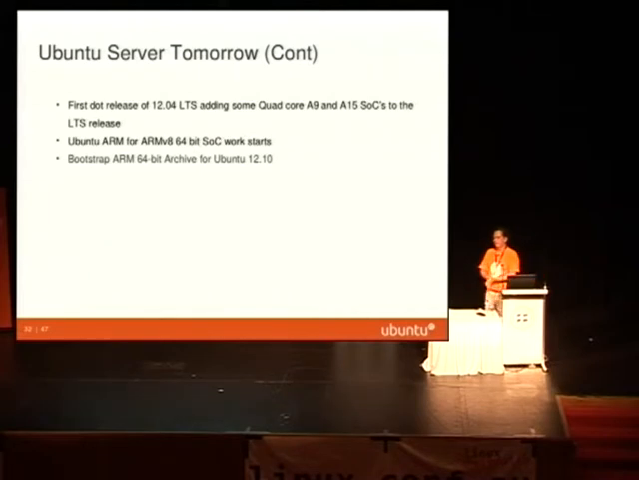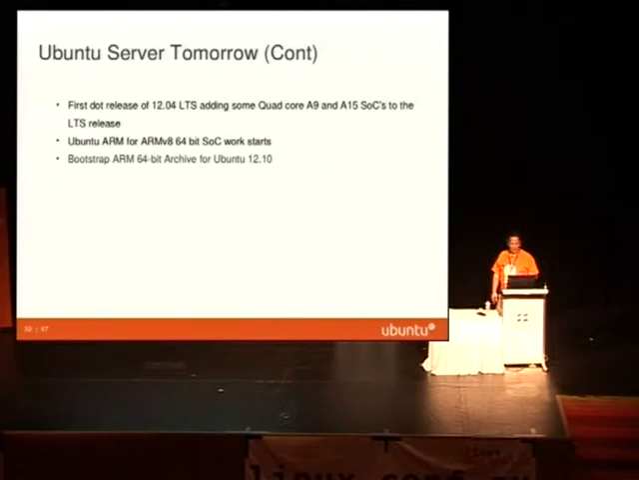1204 is supposed to be an LTS. For x86 it will be an LTS. For ARM we'll see. We're trying for making an LTS on ARM server. I don't know if the hardware will be available, but certainly as the hardware becomes available over the next 6 to 12 months, the LTSs get dot releases for hardware support, and we will do hardware support for A15 and other things into the LTS at 1204. So we'll be supporting that.